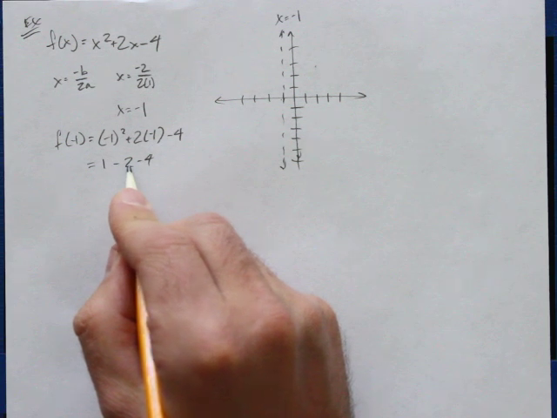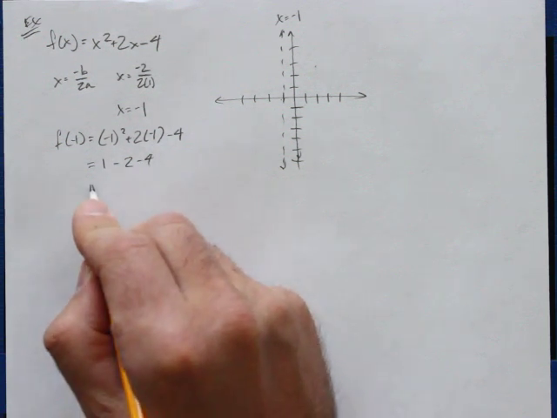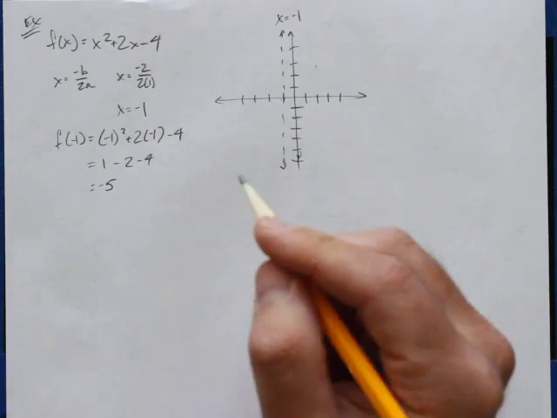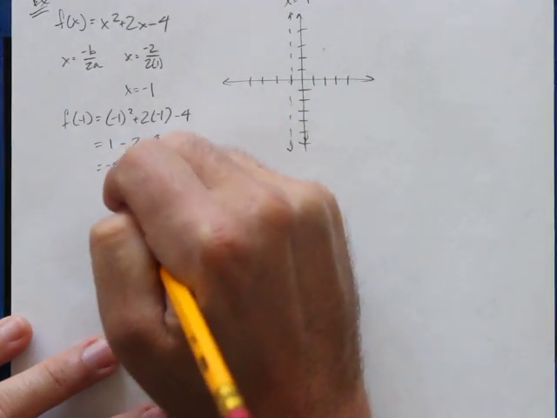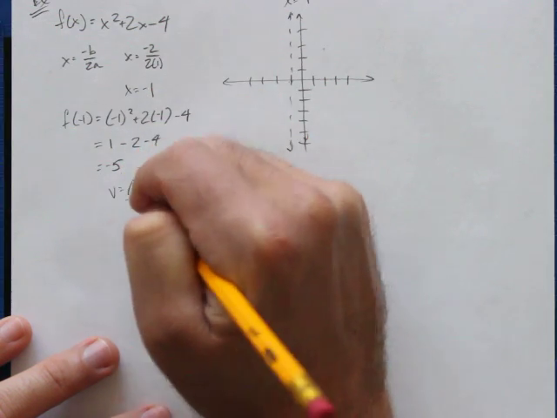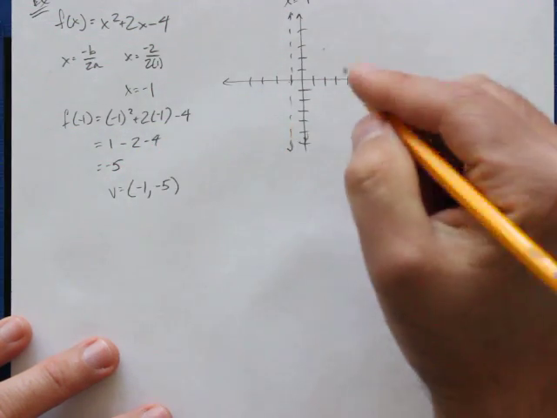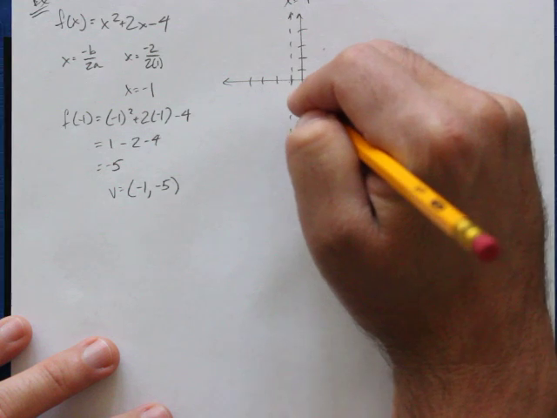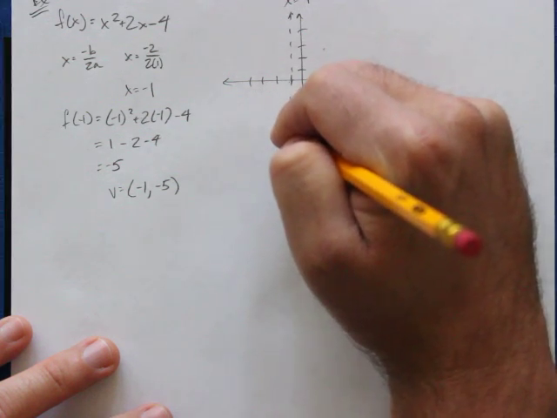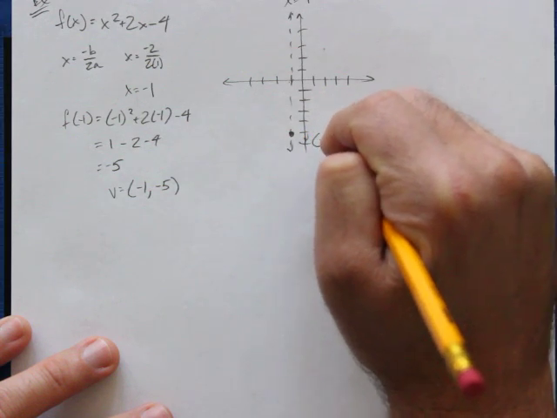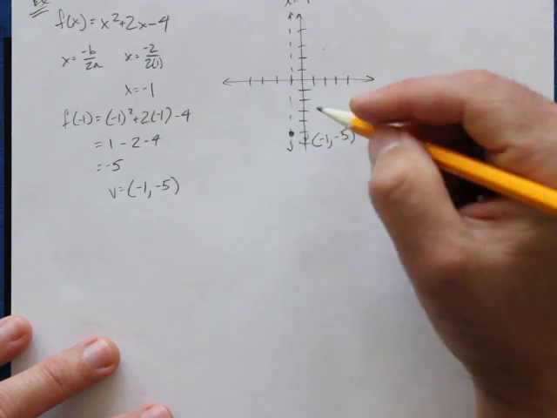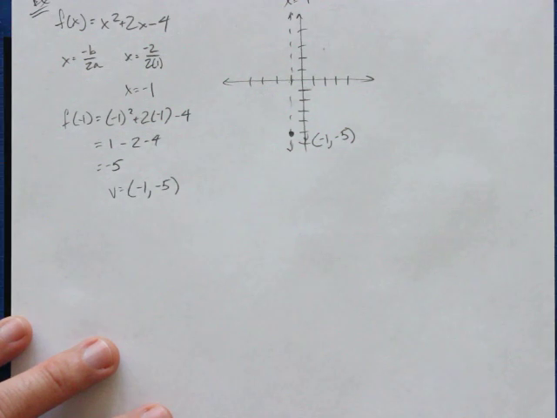1 minus 2 is negative 1, minus 4 is negative 5. So my vertex is my x value, which is negative 1, my y value, which is negative 5. Negative 1, 1, 2, 3, 4, 5. There's my vertex, negative 1, negative 5. And now I just need to do a t-table.